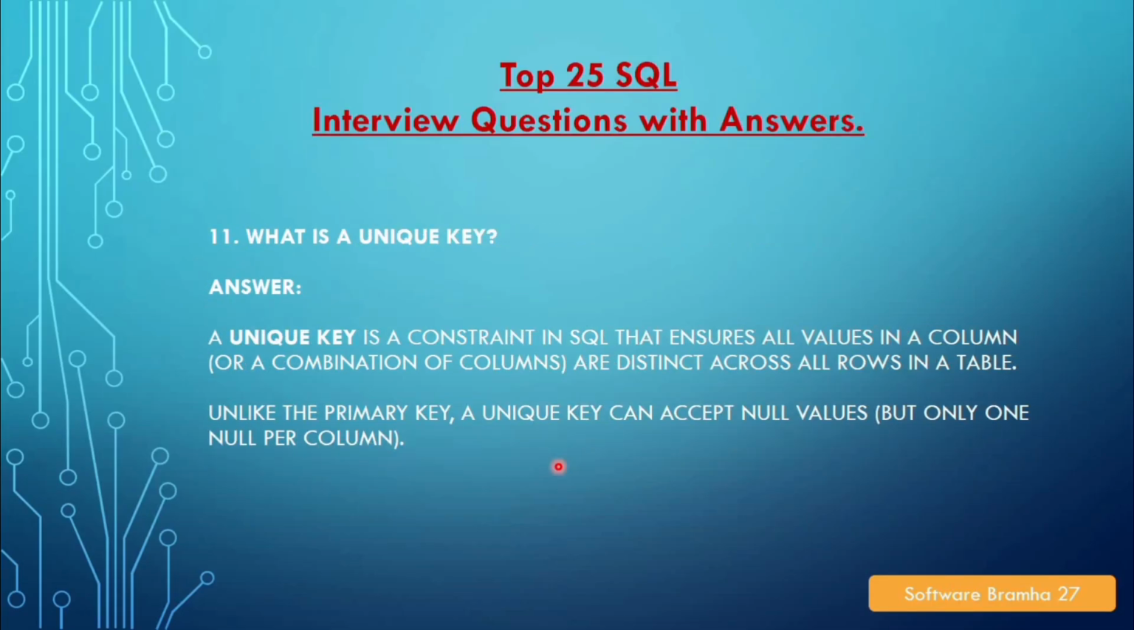Next question. What is a unique key? A unique key is a constraint in SQL that ensures all values in a column or a combination of columns are distinct across all rows in a table. Unlike the primary key, a unique key can accept null values, but only one null per column.